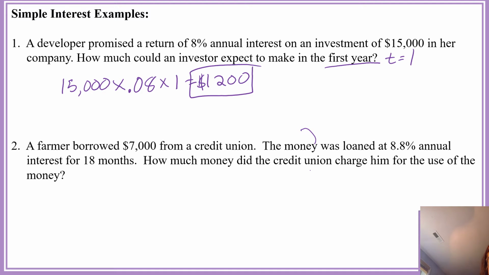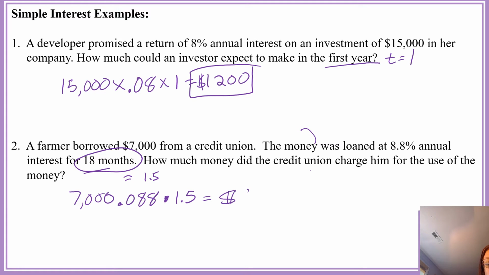Okay, so he borrowed $7,000. That's my principal. The money was loaned at 0.088, right? So it's 0.088 times the number of years. This says 18 months. 18 months is 1.5 years. So we multiply those three numbers together. 7,000 times 0.088 times 1.5, yes, 924. So they charged him $924 for the use of that money.